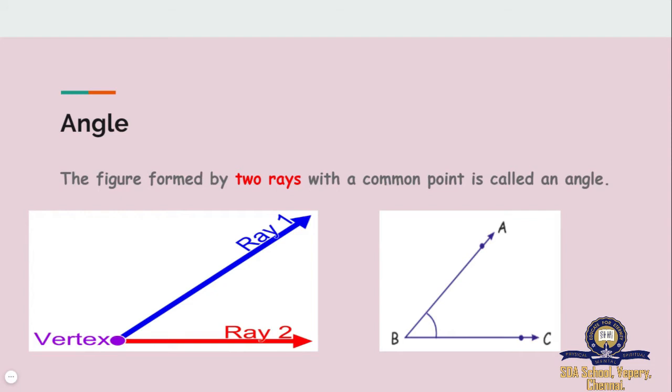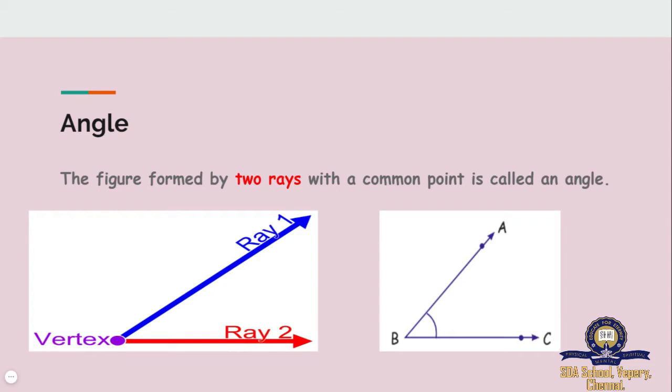There will be two rays and it will be meeting at a common point. So next picture you can see angle ABC. These two rays are meeting at a common point B. So this is an angle.